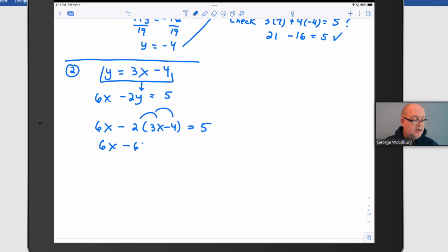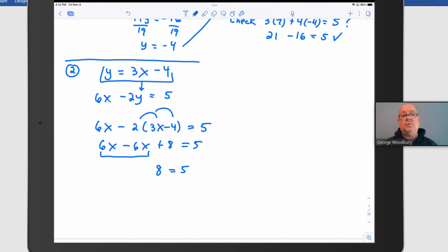We get 6x minus 6x plus 8 equals 5. And when I go to combine these like terms, 6x minus 6x is 0. And so the variable term disappears. When that happens, we've got something unique. We've got a case where it's either going to be inconsistent with no solution or dependent with infinitely many solutions. And you want to take a look at the equation you have.